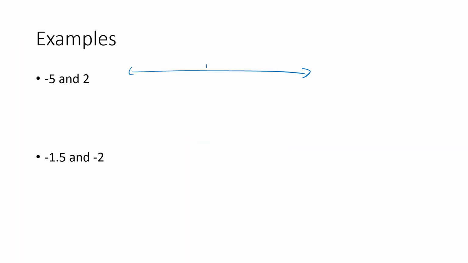So if I've got my 0 and I have 1, 2, 3, 4, 5, so I come down here to the -5, and then I come up here to the 2, and you might be asked which one is greater or less? Well, -5 is to the left, so -5 is less than 2. Or you might be asked which one is greater? So you could say 2 is greater than -5.